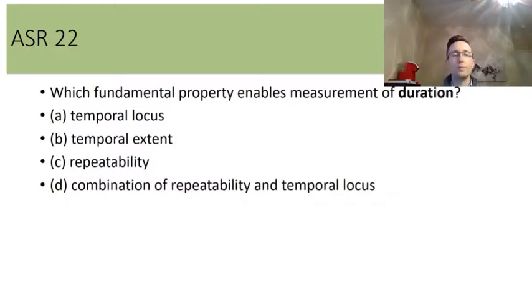ASR 22, which fundamental property enables measurement of duration? A, temporal locus, B, temporal extent, C, repeatability, or D, the combination of repeatability and temporal locus.